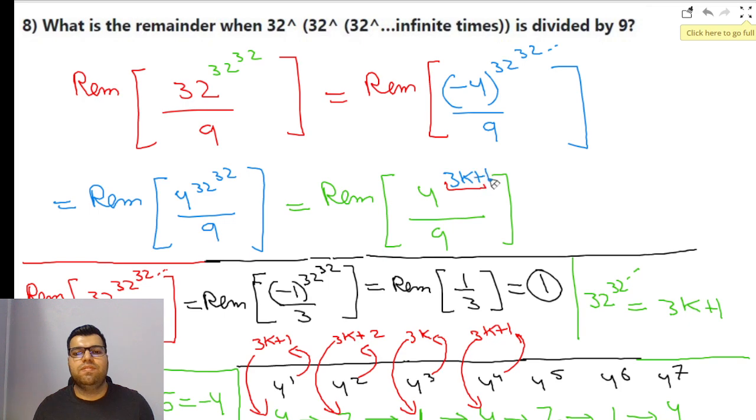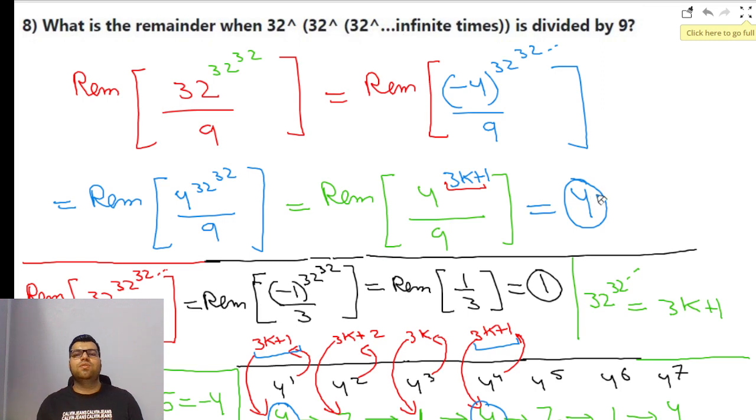So I know whenever we have 4 raised to power 3k plus 1 like here, the remainder we get is 4. So whenever I have 4 raised to power 3k plus 1, the remainder with 9 is 4. So answer is 4. So I hope students you enjoyed this.